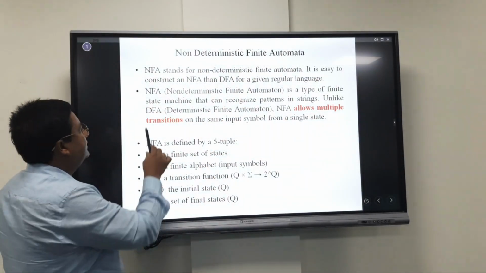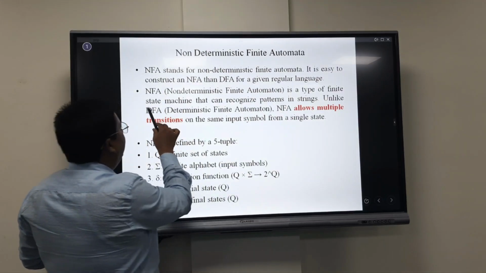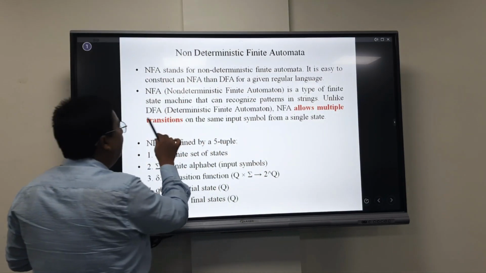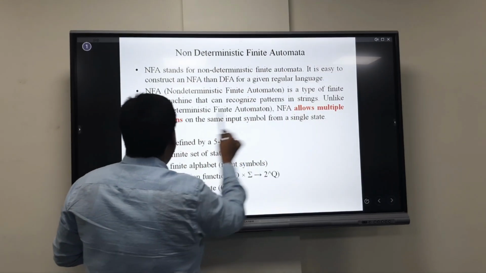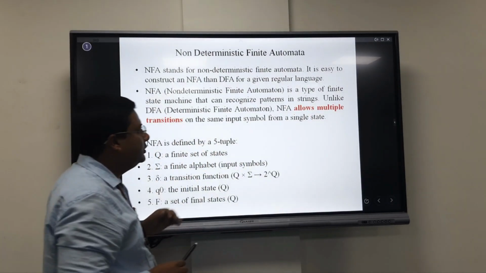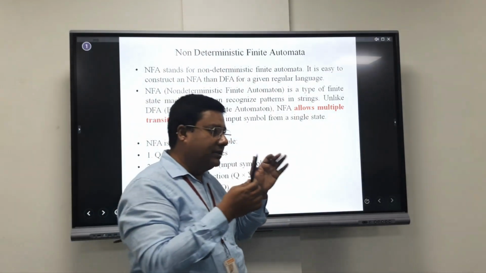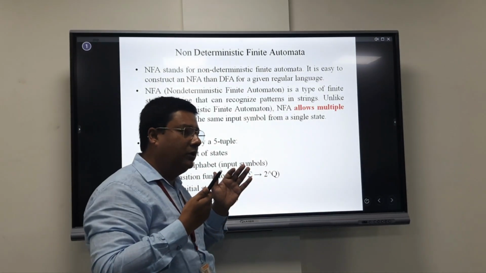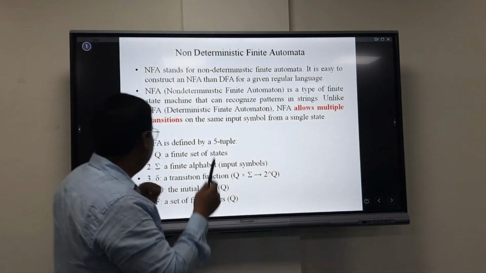A non-deterministic finite automaton is a type of finite state machine that recognizes patterns in strings. Unlike a DFA, deterministic finite automata, an NFA allows multiple transitions on the same input symbol from a single state. That means multiple transitions are allowed from the same input to the next state.